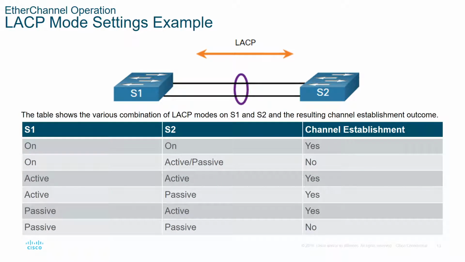In this table, we can see the various different combinations that we can have between two switches using LACP. You will notice that it's exactly the same as PAgP in terms of operation, in terms of which combinations don't provide channel establishment. So on on one side, active or passive on the other, will not produce a channel establishment, nor will passive-passive. All other forms will, just like PAgP, just that we're using a different keyword really. So active in LACP rather than desirable in PAgP, and passive rather than auto in PAgP.